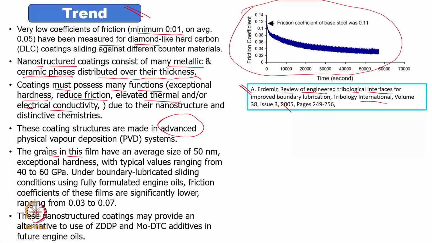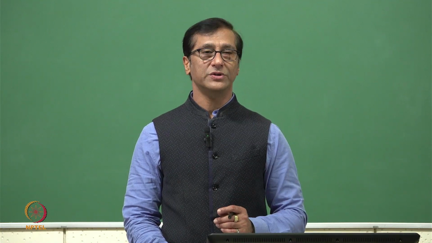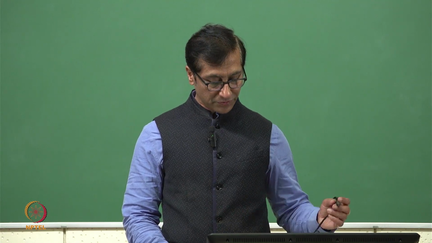Now here we are not talking at a micron level, we are talking about the 50 nanometer level, and the hardness is somewhere around 40 to 60 gigapascal. The coefficient of friction, particularly when we go to this lower level, can be 0.03 to 0.07 also, and it has been estimated that it can really replace ZDDP or molybdenum, wherever a sulfur compound or phosphorus compound is coming. This kind of coating can replace those options.